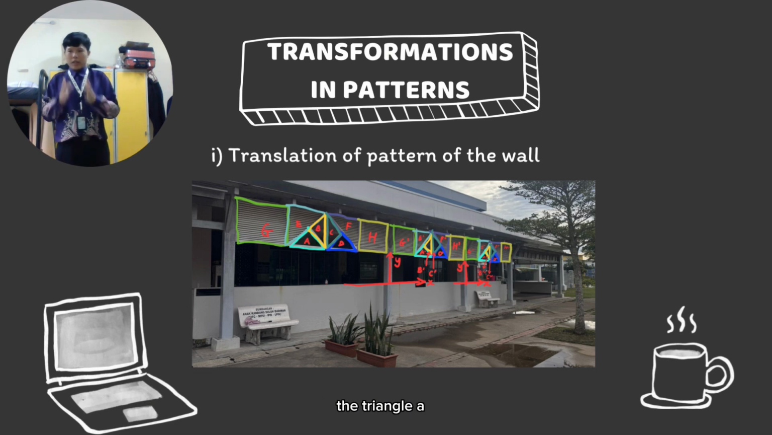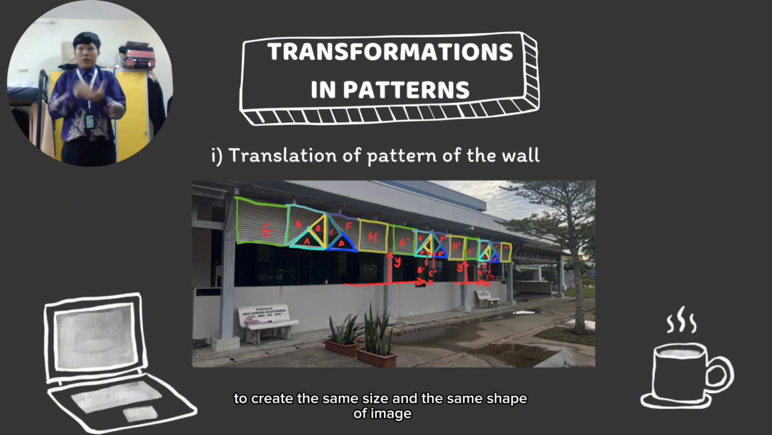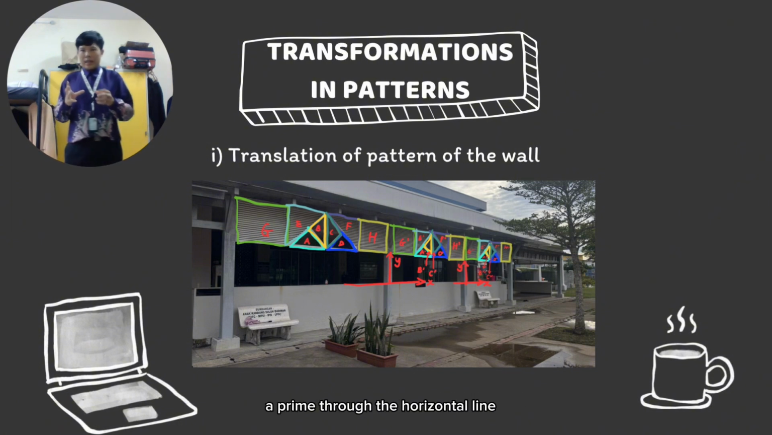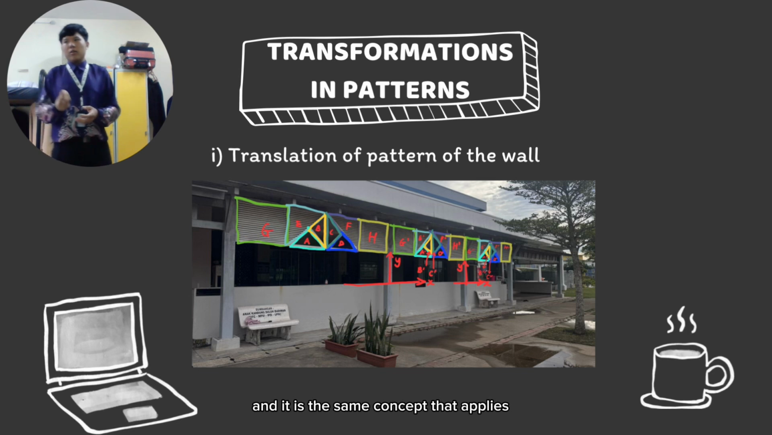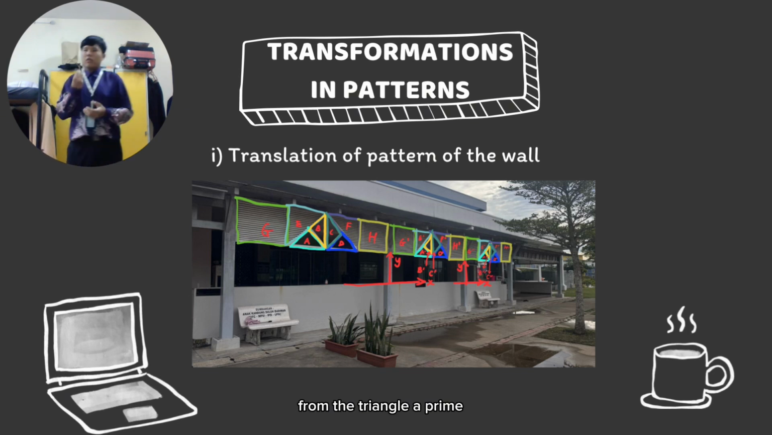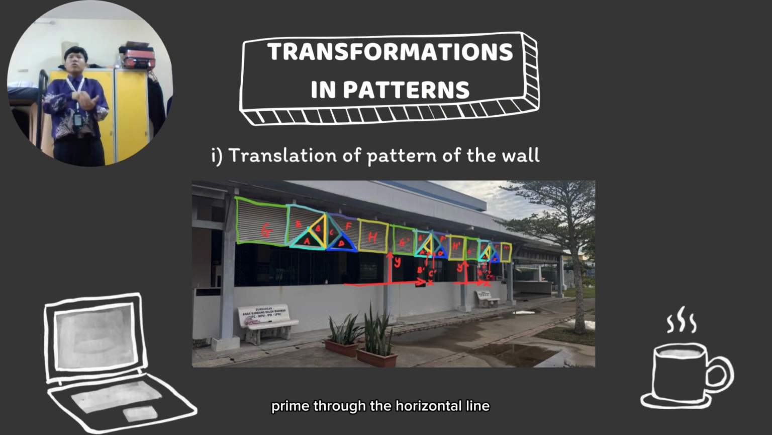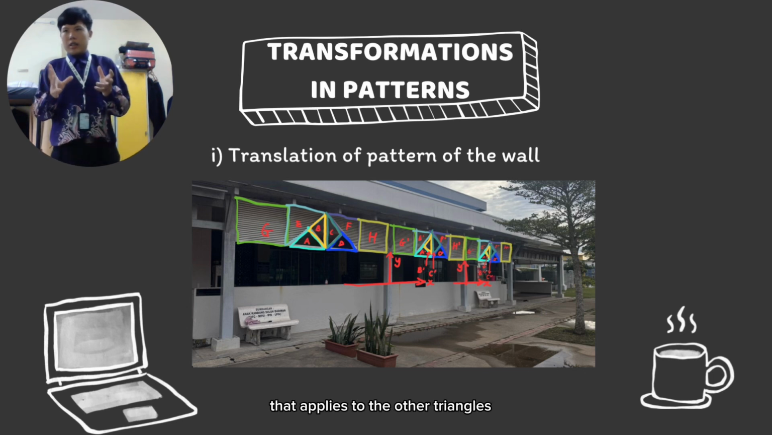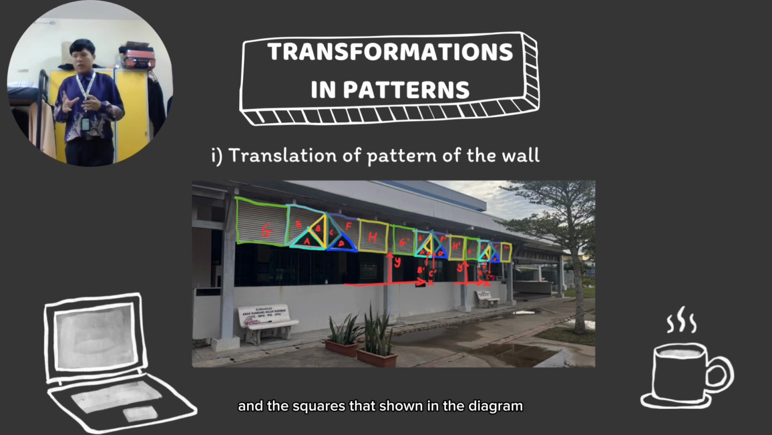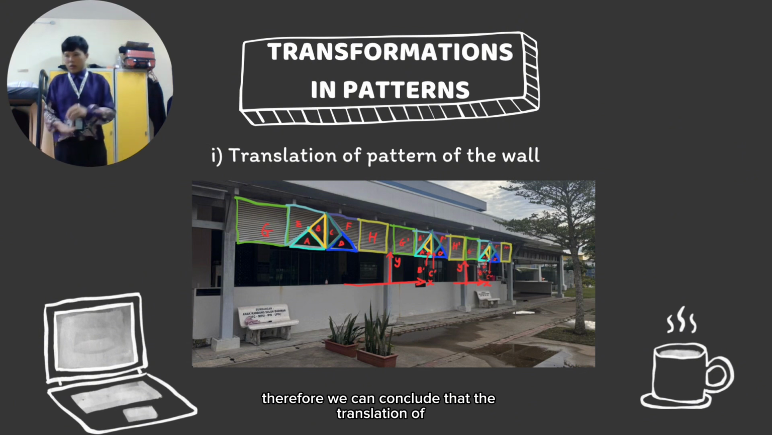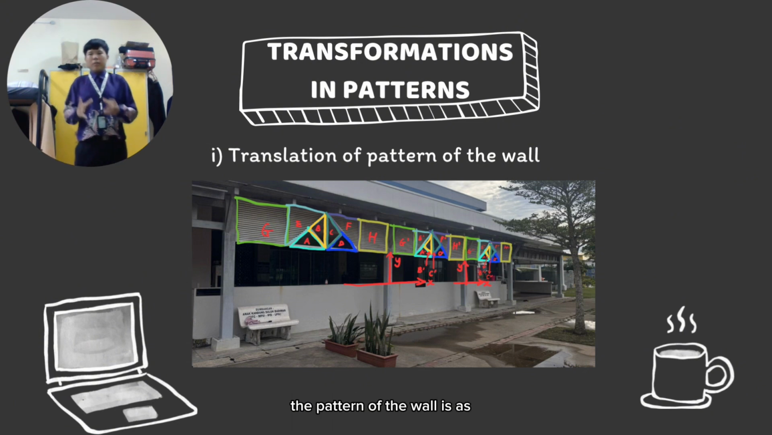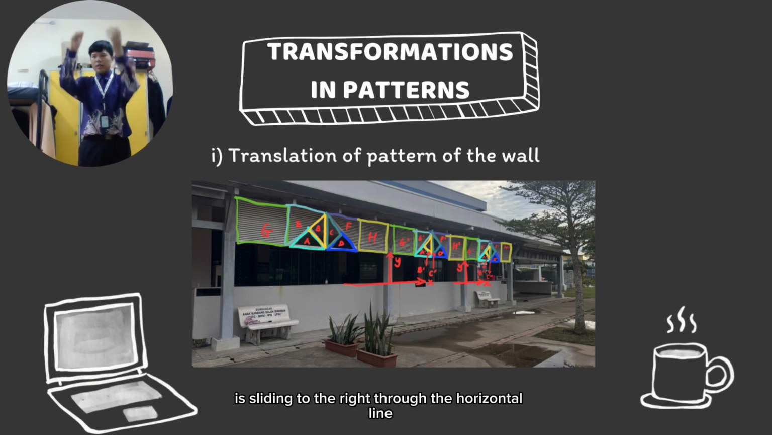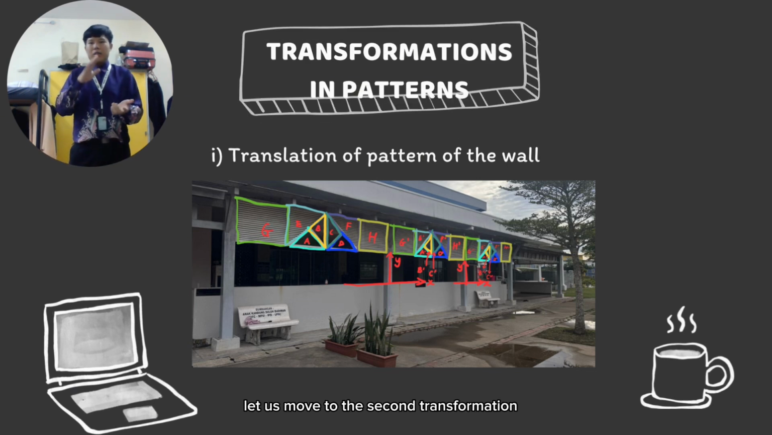The triangle A is sliding to the right to create the same size and the same shape of image A prime through the horizontal line. And the same concept applies from the triangle A prime to the triangle A double prime through the horizontal line. And the same concept applies to the other triangles and the squares shown in the diagram. Therefore, we can conclude that the translation of the pattern of the wall exists as it is sliding to the right through the horizontal line. Let us move to the second transformation.